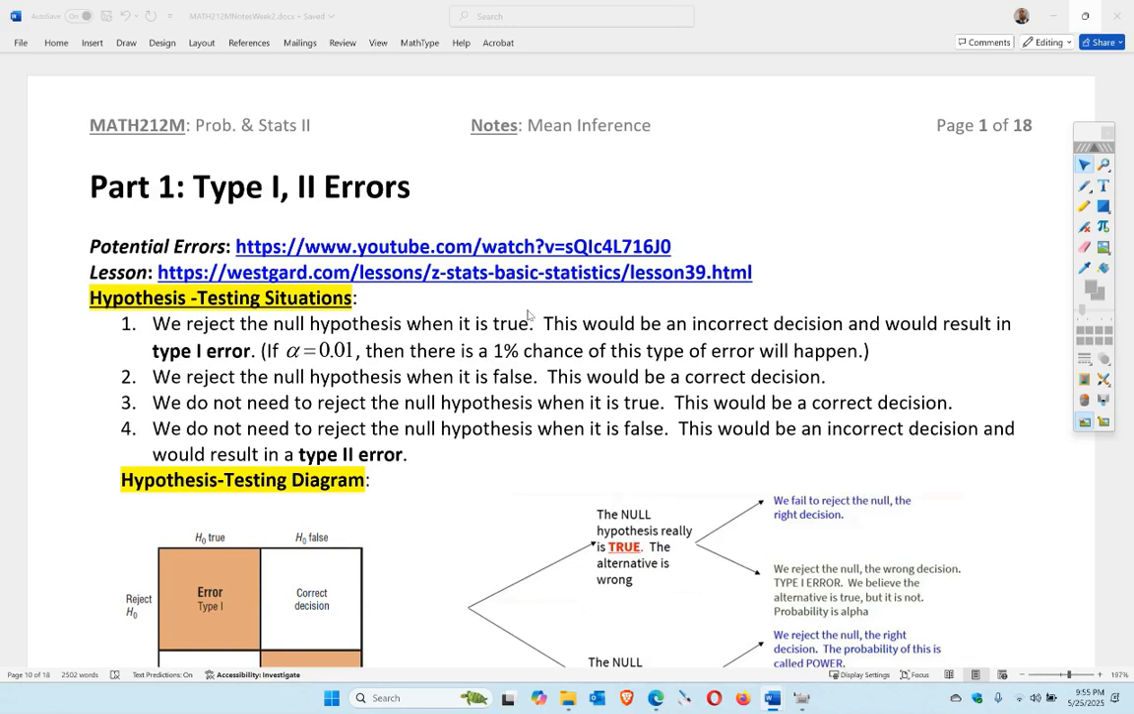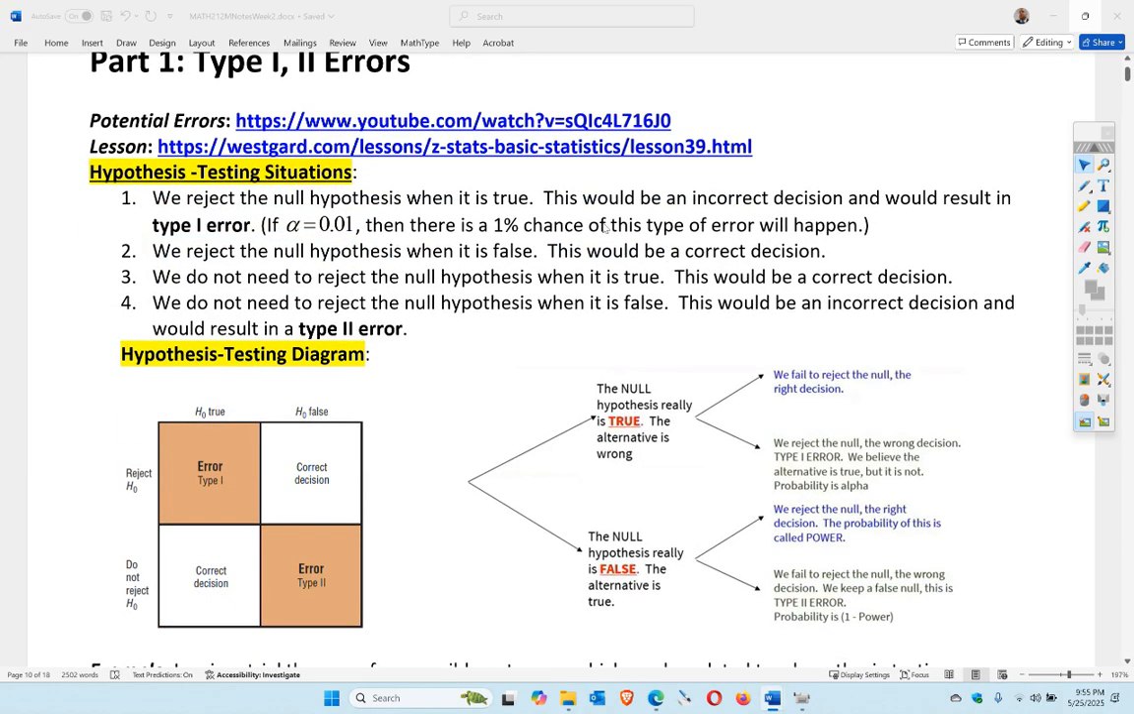Okay, before we get into mean inference, let's talk about type errors. Any hypothesis test you do, whether it's proportions or means or variance or anything else, is not a guarantee that the hypothesis test was correct. There could be an error that might have happened, right? So there's basically one of four possibilities. If you reject the null hypothesis but it was actually true, that's a problem because you shouldn't have done that. So that's a type 1 error. If alpha is 1%, then there's a 1% chance a type 1 error will happen.